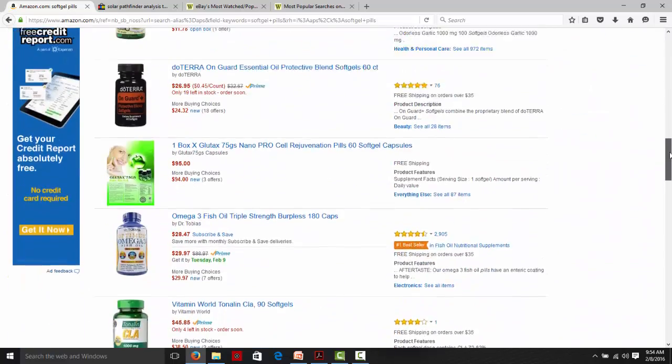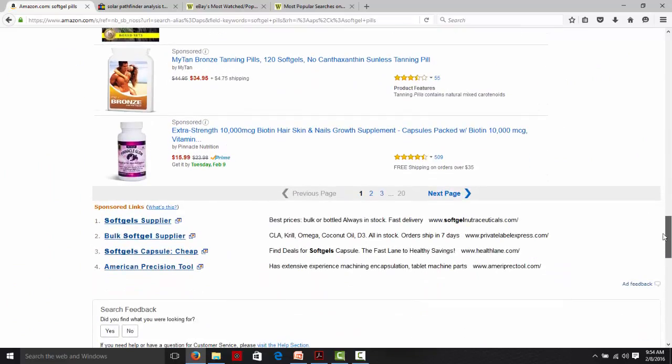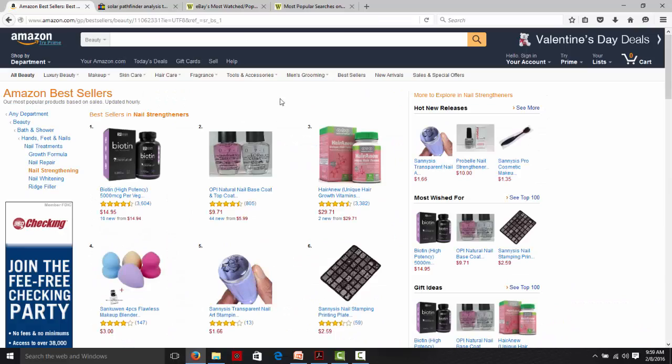If you look down the list, you can find some pretty good products. Another bestseller that sold a ton of units is the biotin soft gel pills that help maintain hair quality, help hair growth, skin and nails, and it's in the nail strengtheners category. So you have another angle here.